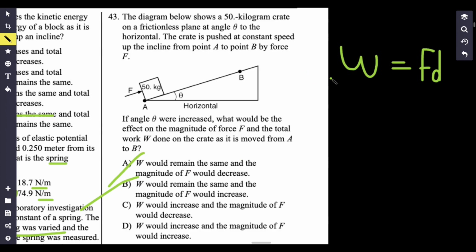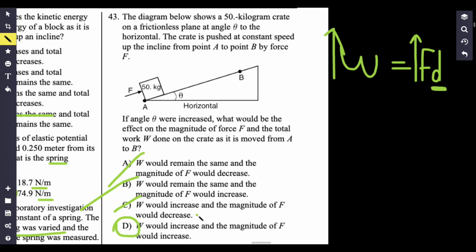So if the work increases, but the magnitude of F decreases, that would imply my displacement or distance increases. But obviously that's not the case. Our displacement remains constant, so this is a contradiction, right? The only answer choice that makes sense is D. If force increases, assuming a constant displacement, then my work has to go in the same direction as the force.